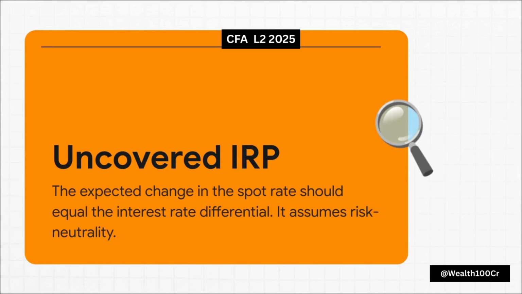Okay, now for the fun part. What happens if we take away the safety net? What if we ditch that forward contract? Well, then we get uncovered interest rate parity. Think of it as the daredevil cousin of covered IRP. This one says that the future spot rate itself is expected to move to offset the interest rate difference. It's not about a locked-in price anymore, it's about expectations. And this is key, it's not an arbitrage rule. It's an economic theory, and it relies on a pretty big assumption that investors don't care about risk.